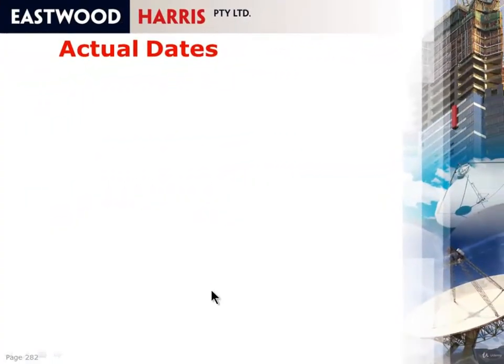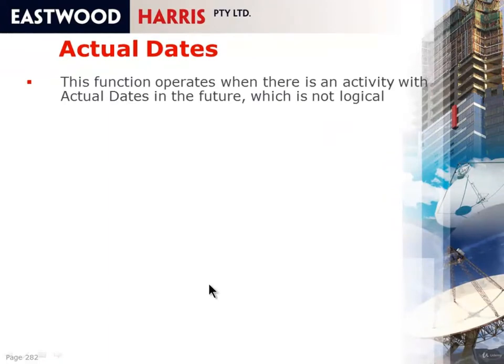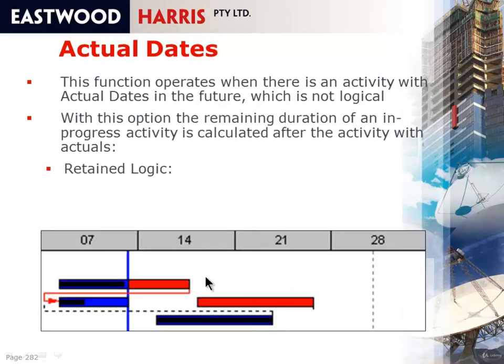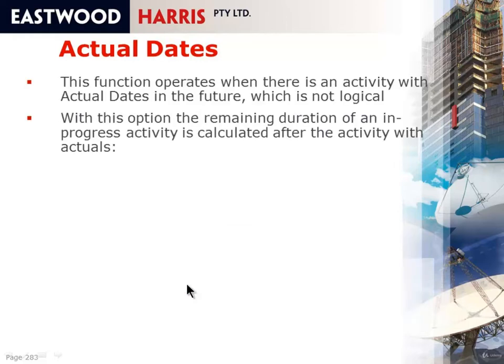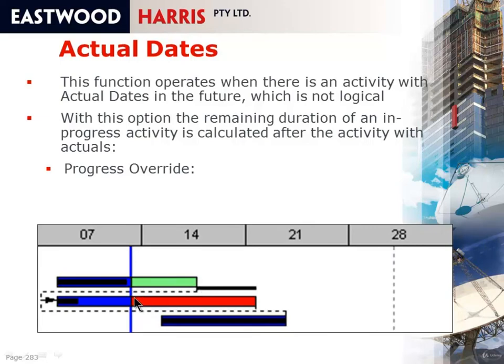Let's move on and have a look at the actual dates. This function operates when there is an activity with an actual date in the future, and this is not logical. But with this option, what you'll see is when you have retained logic, here we have an activity in the future with a predecessor to this one, and this has been ignored. And with retained logic, you can see that this activity is split, and this relationship is a driving relationship. When we look at now progress override, what you'll see now is the remaining duration is on the data date, and both relationships have been ignored.